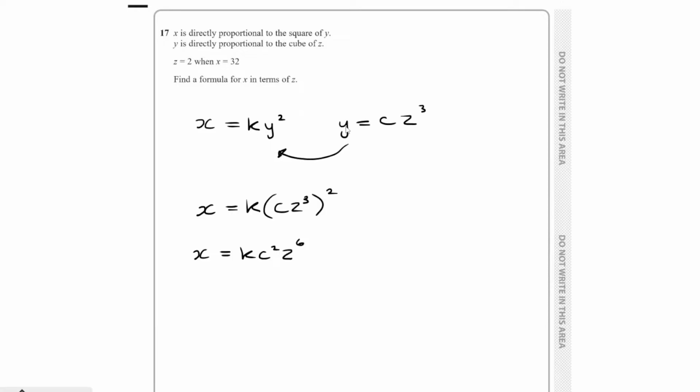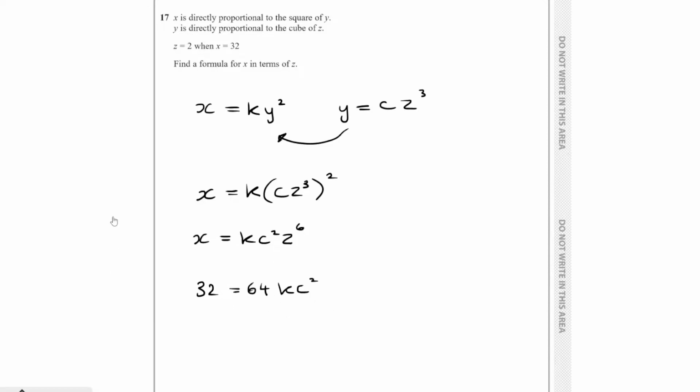So I think I would substitute in 32 and the 2. 32 is equal to k c squared, and then 2 to the power 6. That's 64, isn't it? I'm just going to check. Yeah. Well, let me rewrite that. It is 64k.